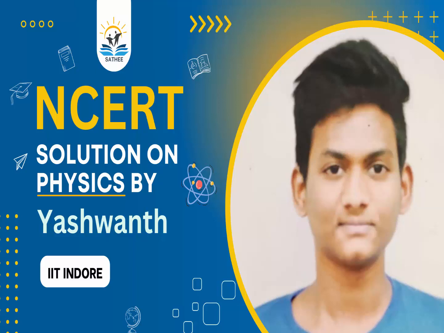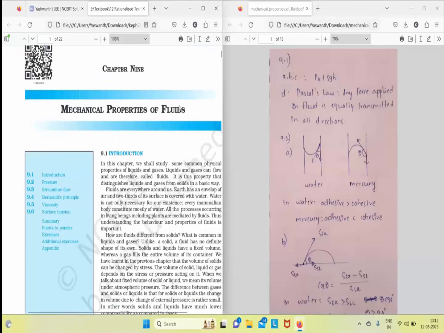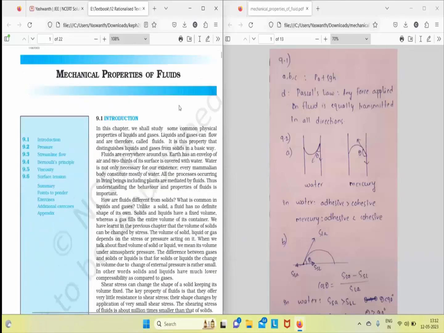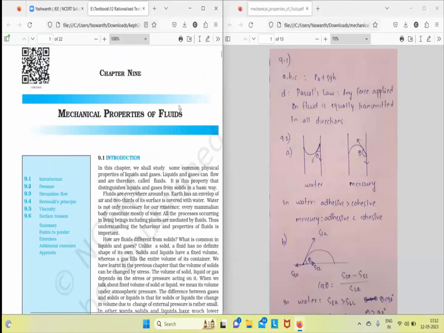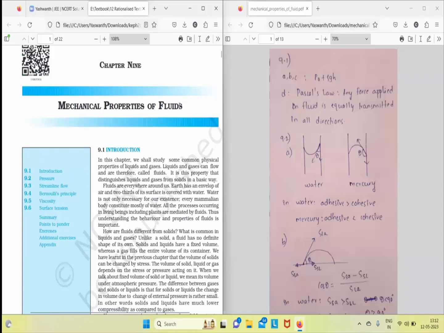Hello students, today we will be starting the topic mechanical properties of fluid, which is the second chapter in first year NCERT. This topic will be very interesting because it is much related to our real life. We will be observing so many phenomena around us, and we will try to learn those things in this chapter.